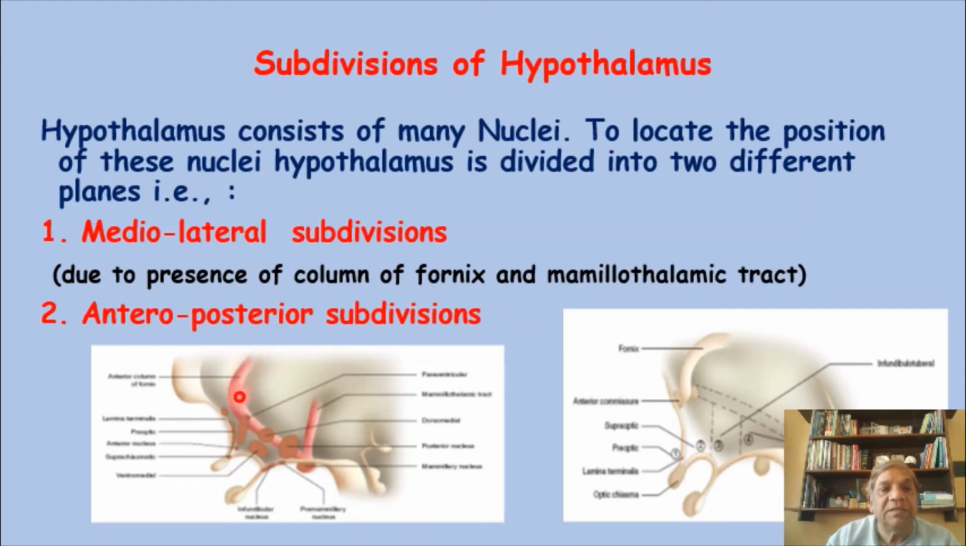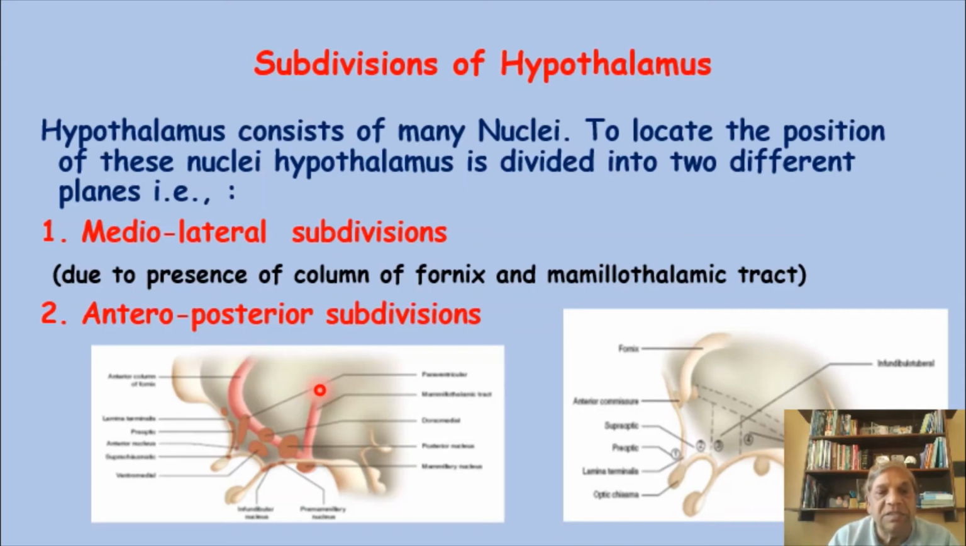This pink bundle of white fibers is called the column of the fornix. It comes here and goes through the substance of the hypothalamus, which is gray matter, and these fibers end in the nucleus of the mammillary body, and the mammillary body itself is part of the hypothalamus. Then from the mammillary body another tract starts, going vertically upward, dorsally, towards the thalamus, and it is called the mammillothalamic tract.